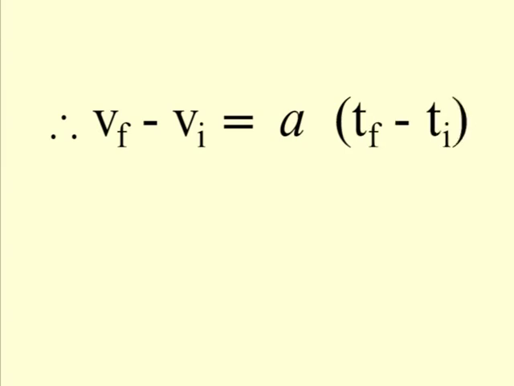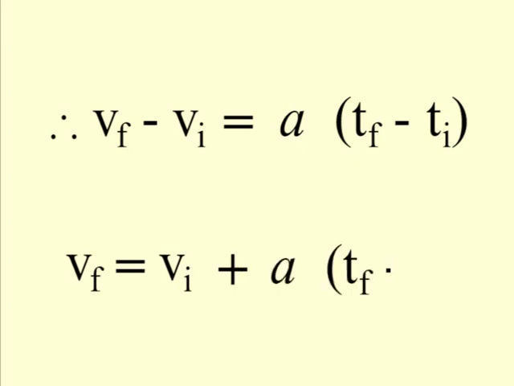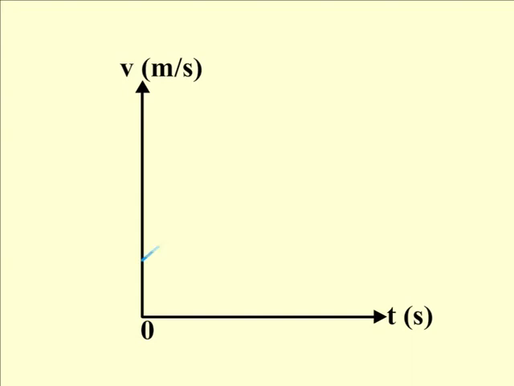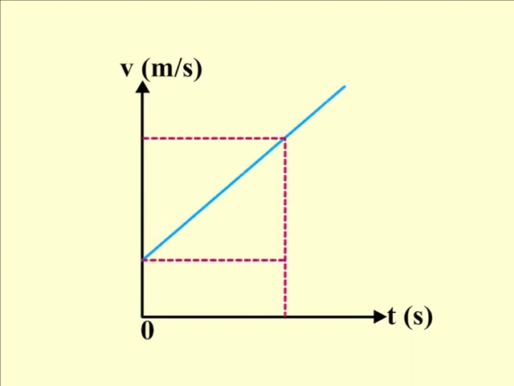In other words, Vf minus Vi is equal to a times (tf minus ti), or we can rewrite the equation as Vf equal to Vi plus a times (tf minus ti). This is an expression for velocity as a function of time and known as the velocity-time relation for a uniformly accelerated motion. Here, initial and final time may be arbitrary.